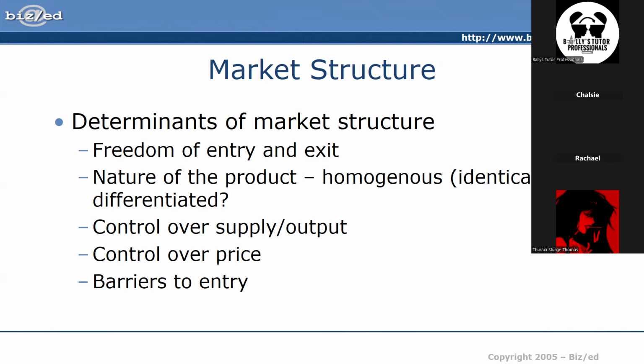So these are the things that determine what market structure it is, right? The type of product, how easy it is for people to enter and exit the market, the control over the price, the number of buyers and sellers, the flow of information, things like that.